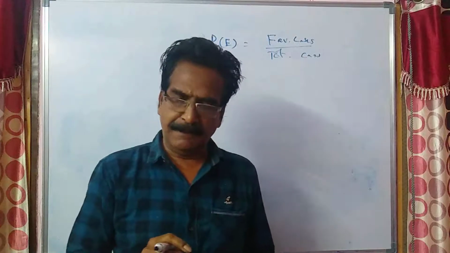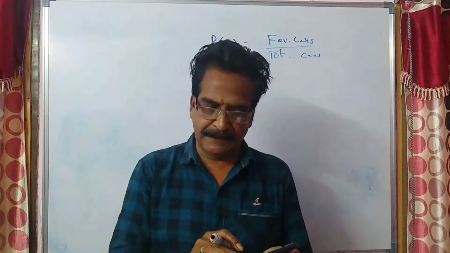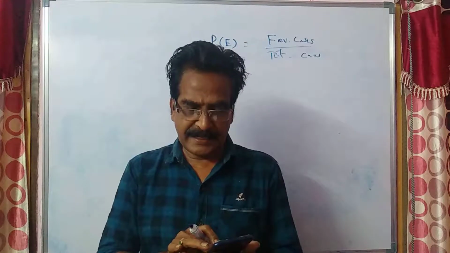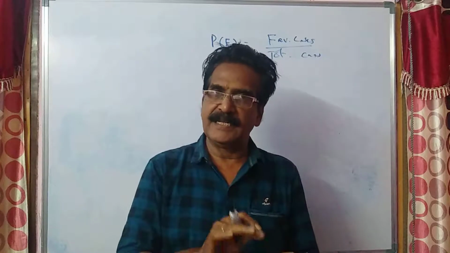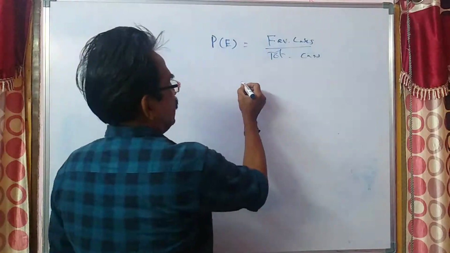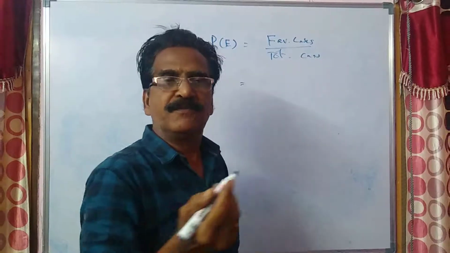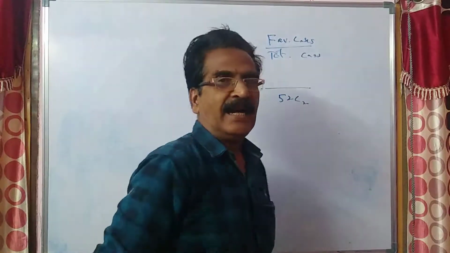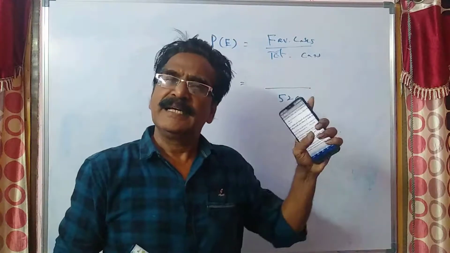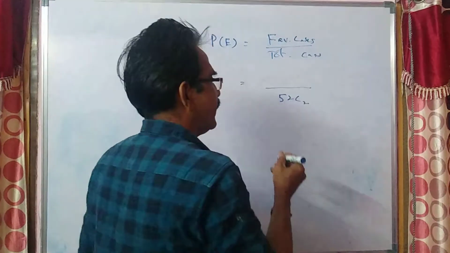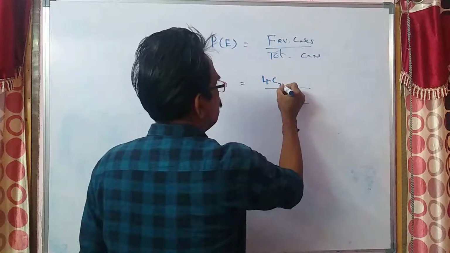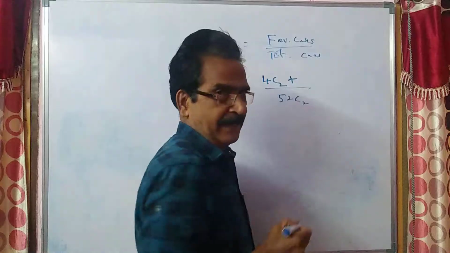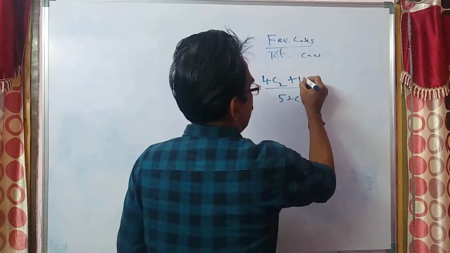And another question, the same type. Two cards are drawn at random from a pack of 52 cards. The probability that both are either queens or diamonds. Same thing, total number of cases 52C2. And both are either queens, 4C2, or diamonds. 13 diamonds will be there, 13C2.